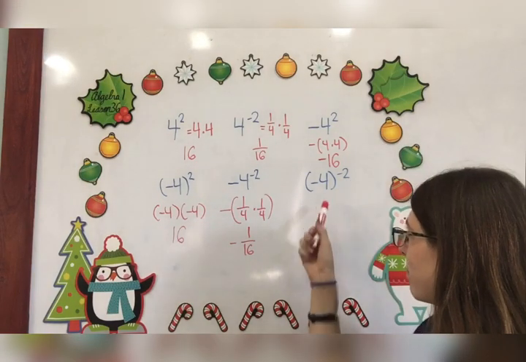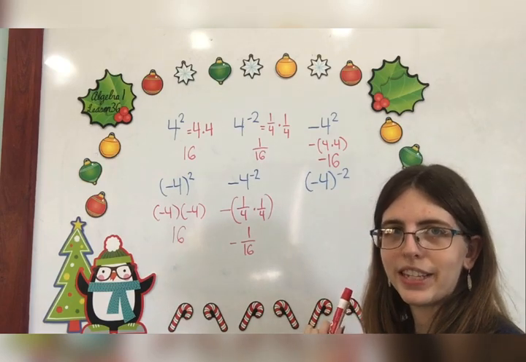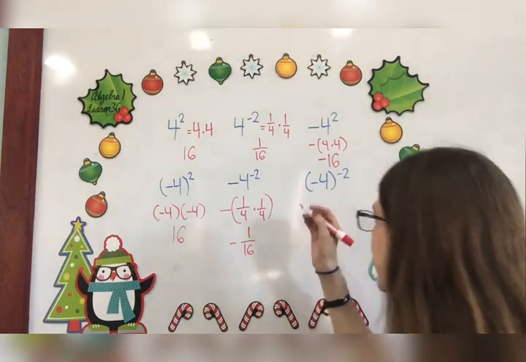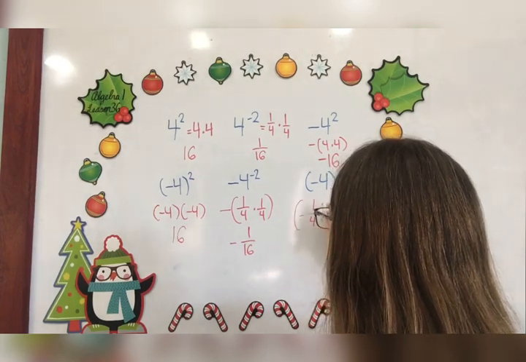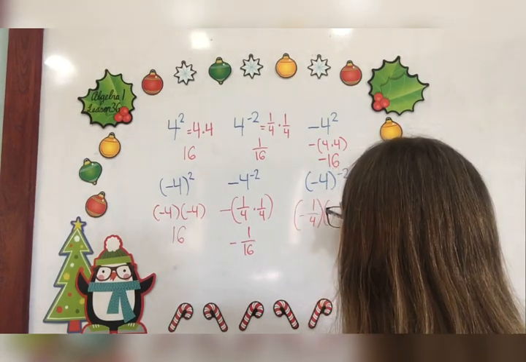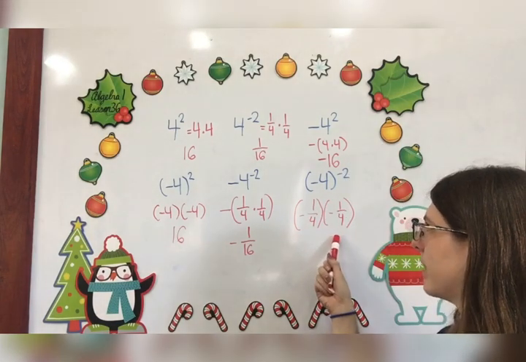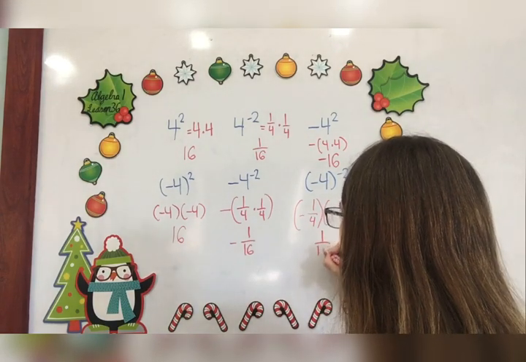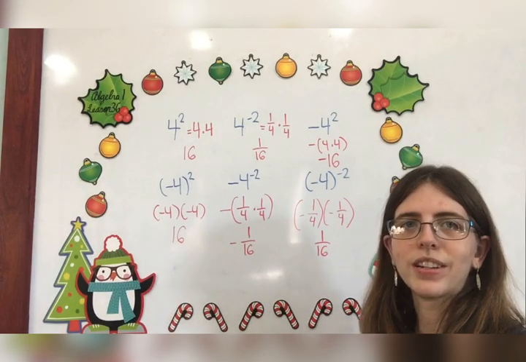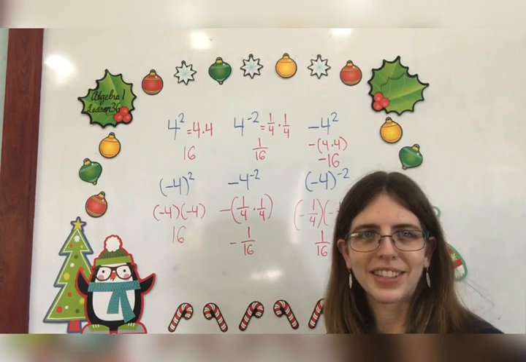How about this one? Negative 4 to the negative 2, but protected by parentheses. Well, the reciprocal of negative 4 is negative 1/4, and that's being squared. So we know a negative times a negative is positive, and 1/4 times 1/4 is 1/16, so it is positive 1/16. All right? Go ahead and pause now and do your practice.